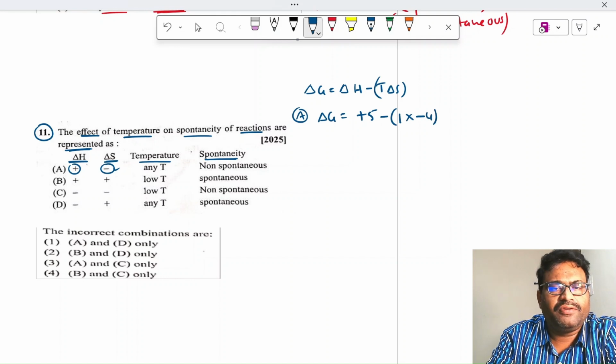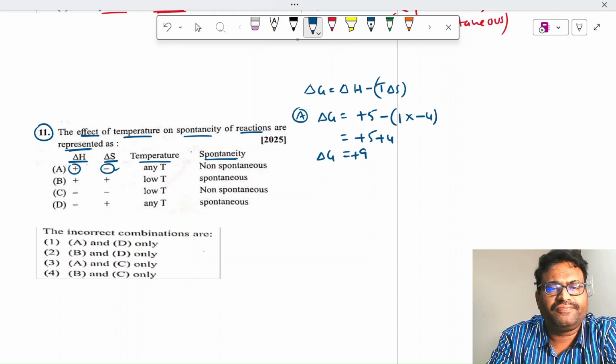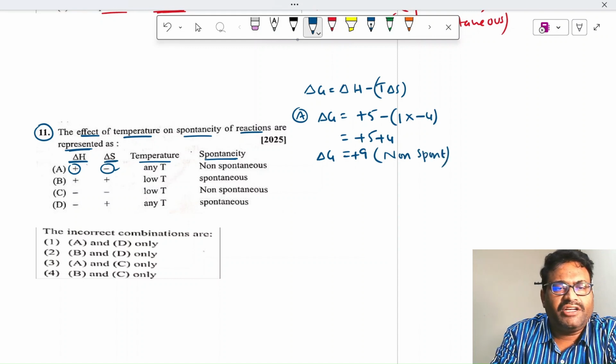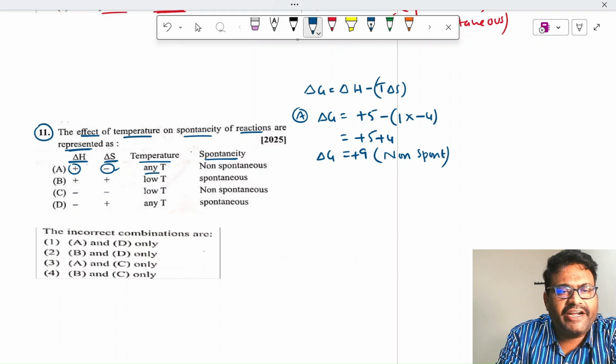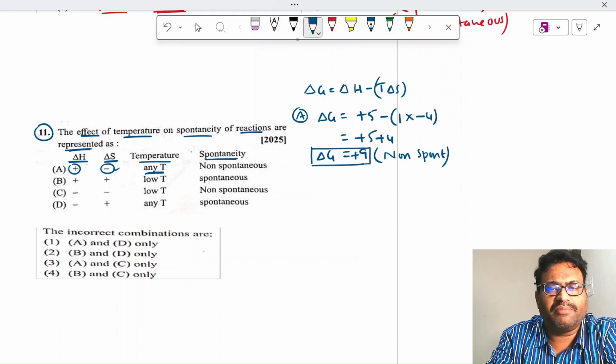Then what do I get? Plus 5 plus 4, that is equal to plus 9. So delta G is positive. Positive means what does that mean? It is non-spontaneous. So here in the option it is given at any temperature. Let us increase the temperature. If I increase the temperature, what do I get?